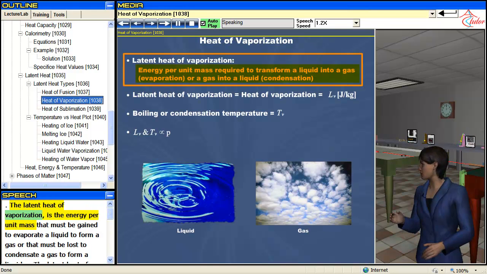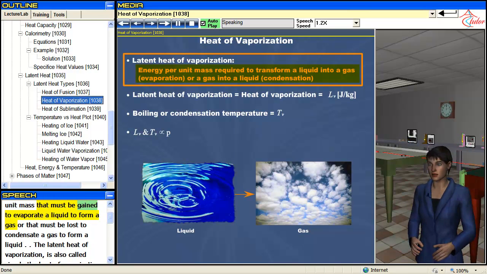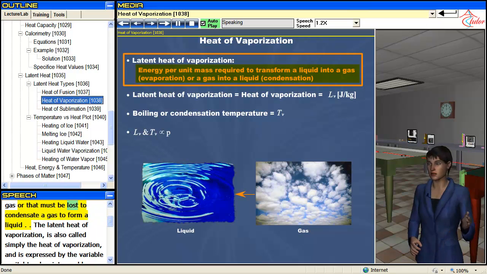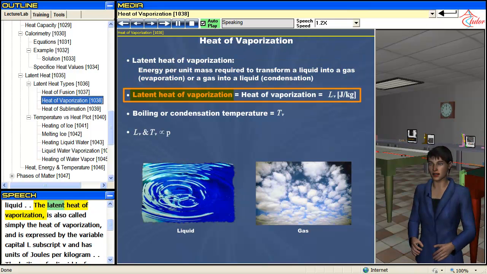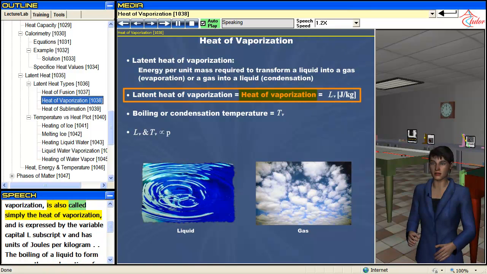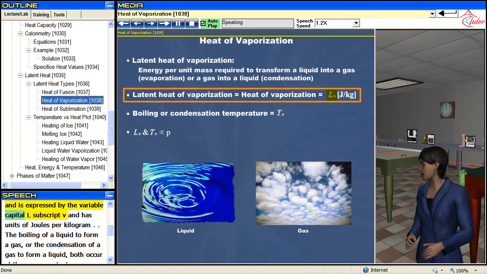The latent heat of vaporization is the energy per unit mass that must be gained to evaporate a liquid to form a gas, or that must be lost to condense the gas to form a liquid. The latent heat of vaporization is also called simply the heat of vaporization, and is expressed by the variable capital L subscript V, and has units of joules per kilogram.